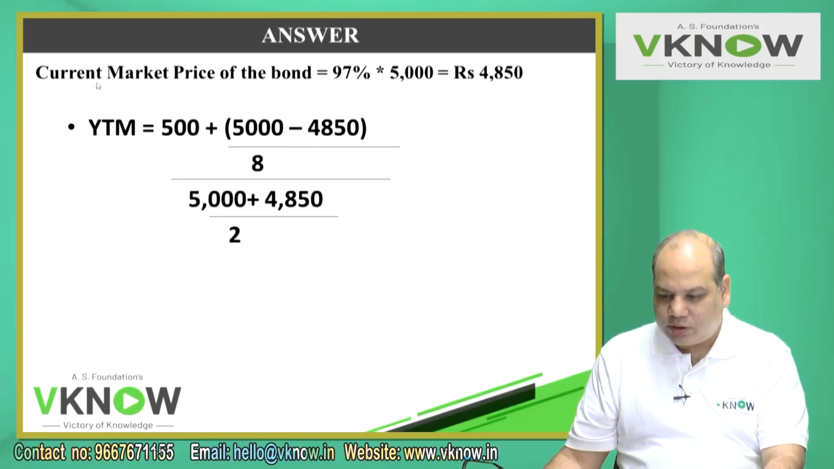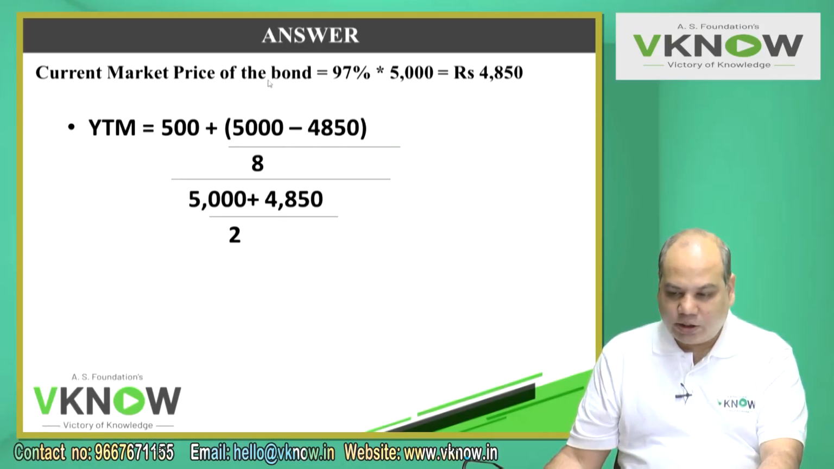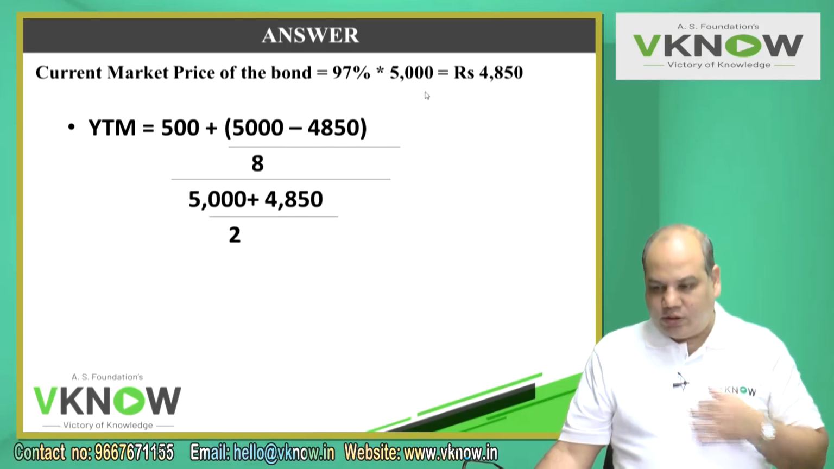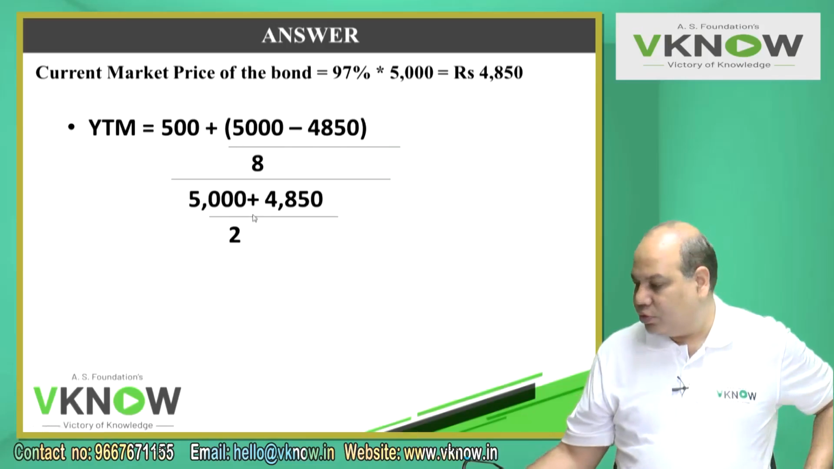First write one line there: current market price of the bond. Current market price of the bond is equal to 97% into 5000. 97% into 5000 is how much? 4850. 97% into 5000 is 4850.